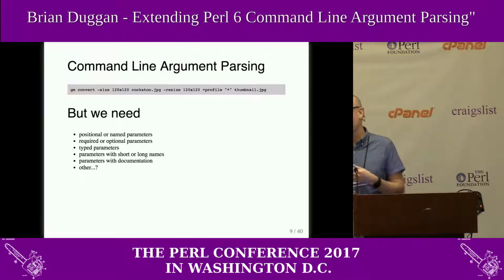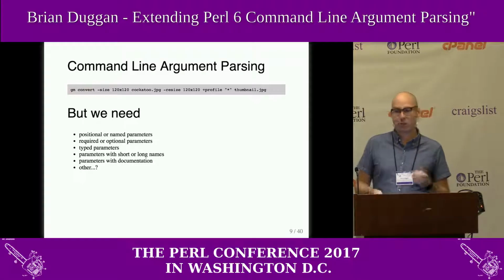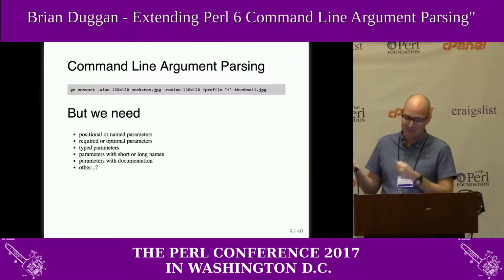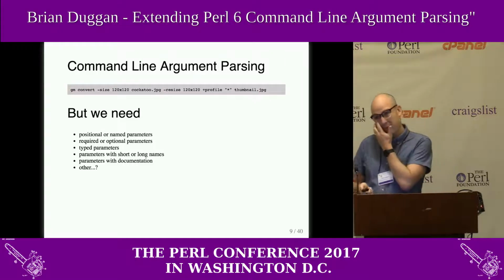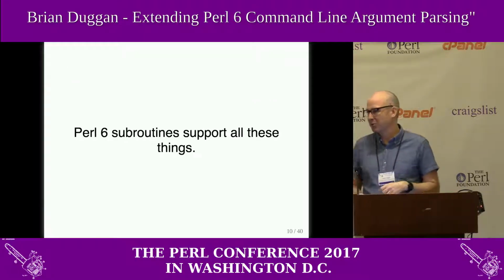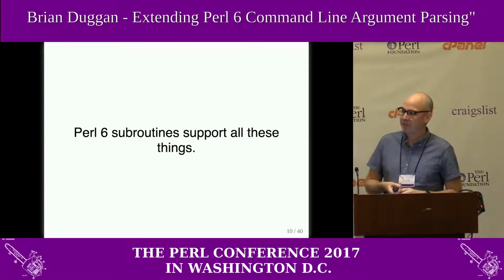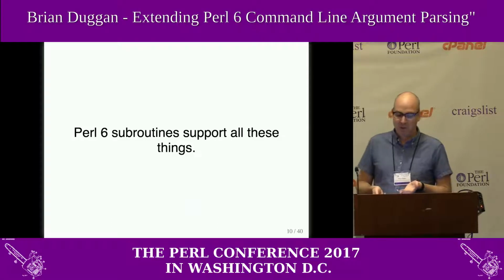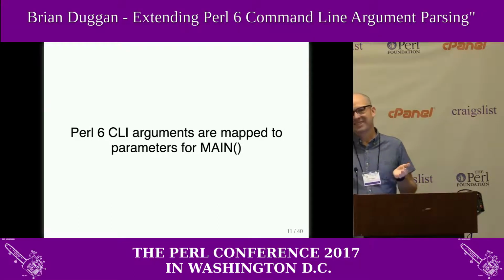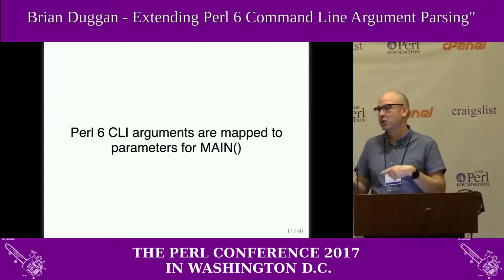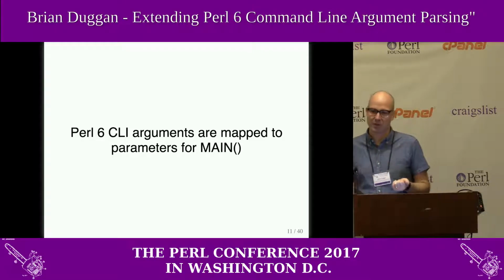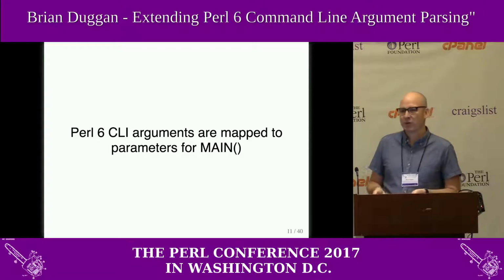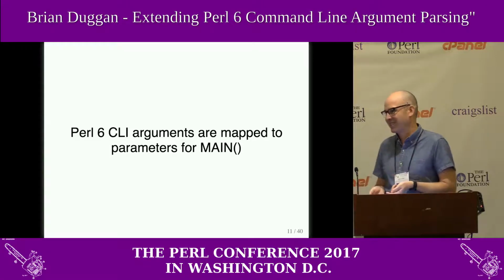So these kinds of things are in argument parsing libraries, and that's why we use them, so that we can turn stuff on the command line into a function call. But the good thing is that in Perl 6, the subroutines support all of the things that were on the previous slide. Along with that, Perl 6 also takes command line arguments and turns them into function calls to a special function that's called MAIN, in all caps. So I'm going to go through a few examples of how it does this.